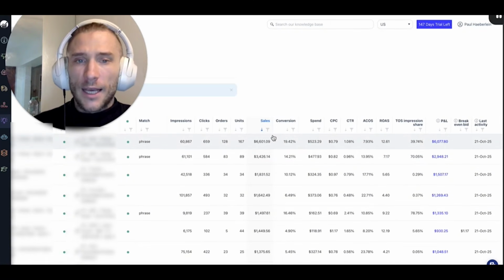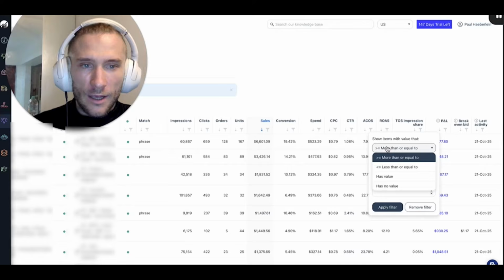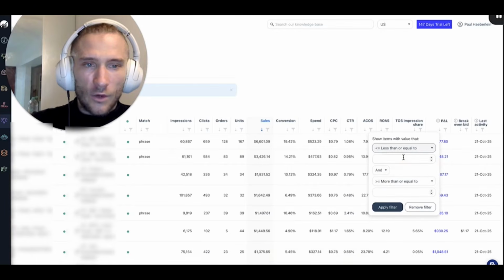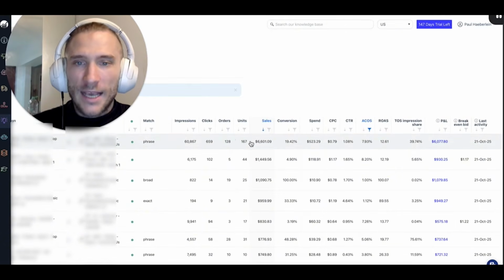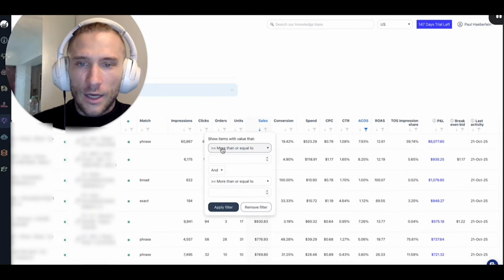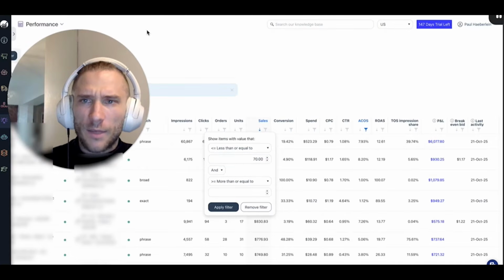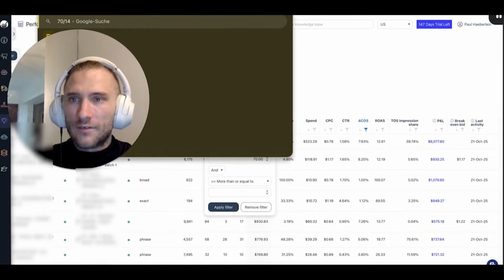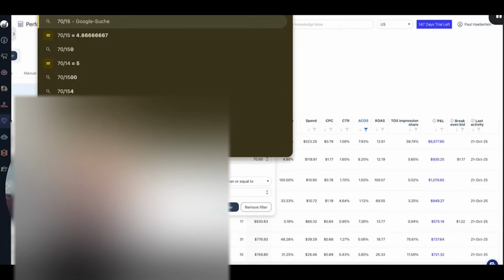The first change I like to make is to look at everything where my ACOS is less than or equal to 10%. Apply this filter. You could also say 10 to 20%. You can go in segments. Then I want to see everything that has clicks less than or equal to, I like to do 70, because for example, in the last 14 days, that is not even 5 clicks a day. That's like 4 clicks a day.